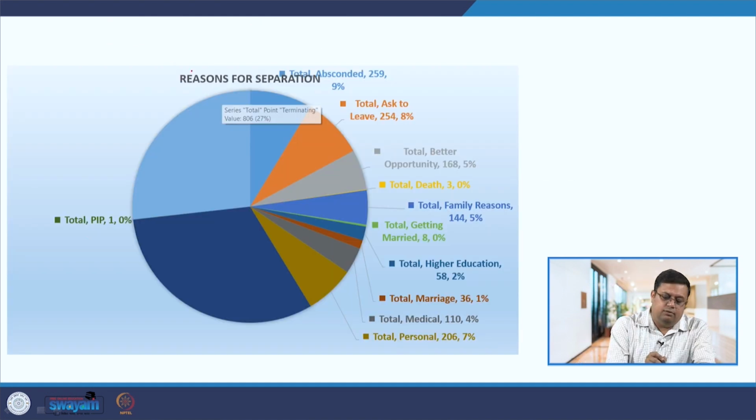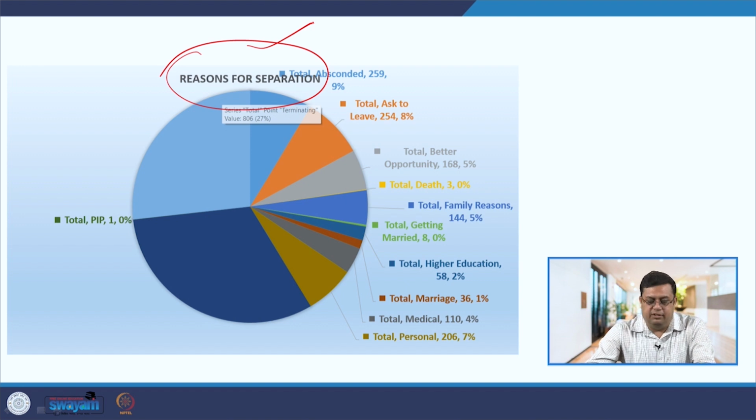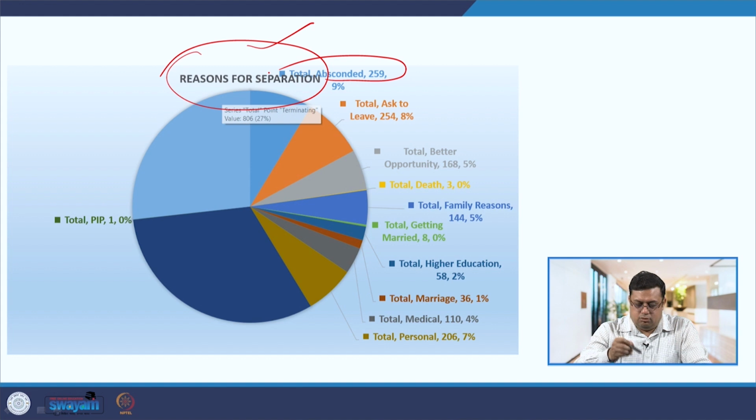So this graph presents the reason for separation. So why people are leaving the job. So this is presented through the pie chart. So now you can see the total number of people absconded is 259, right? So that you can see the reason why they have left. So 8% asked to leave, right, and 5% because of the better opportunity, 3% passed away. That is what you can see here.